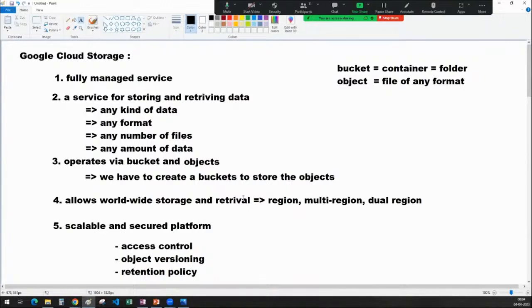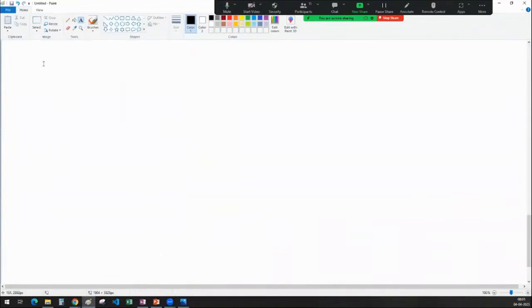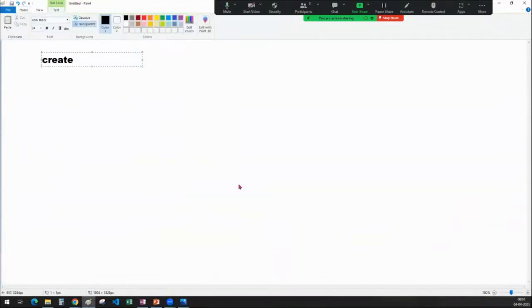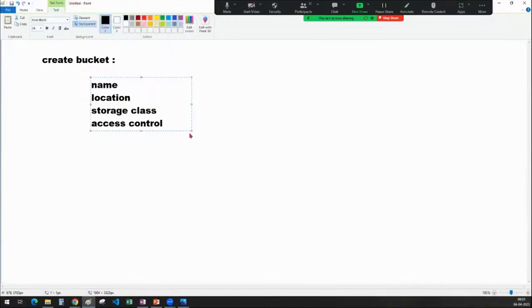Whenever you want to create a bucket, you have to give a proper name to the bucket, and you have to select the location of the bucket. You have to select the proper storage class for the bucket, and we have to select the access control, and we have to select the object versioning and retention policy.